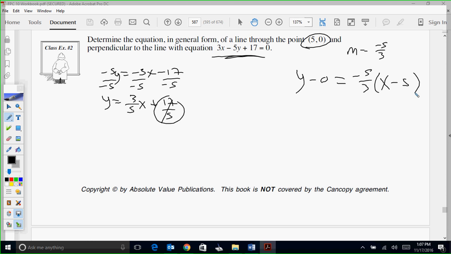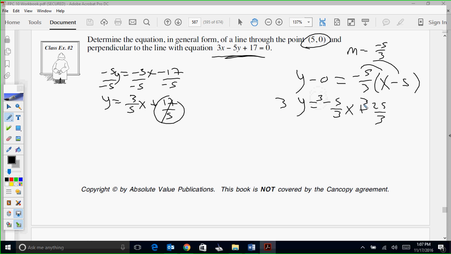All right, so we need to work this out now. That's just y minus 0, which is just y. Distribute: negative 5/3 x plus 25 over 3. That's the equation of the line. What's wrong with that as opposed to what we want? It's fractions, and we want general form. The good news is they're both over 3, so we just times them all by 3.